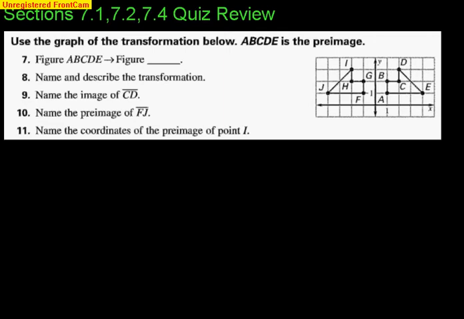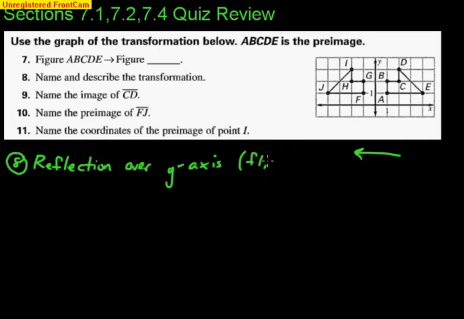So we're going to skip number 7. We'll just go to number 8. All right, number 8 says, name and describe the transformation. Well, if we're going from A, B, C, D to this other one, then we're going this way. And what happened was we reflected, so this is going to be a reflection. And we reflected over this y-axis. So that would be the description of this transformation, a reflection over the y-axis. Remember, we think of it as a flip, right? Flipped over the y-axis.